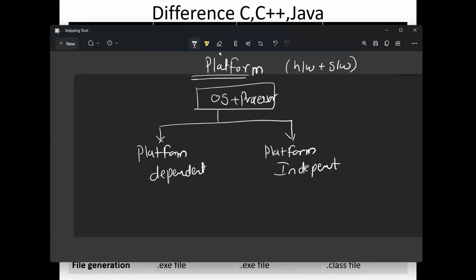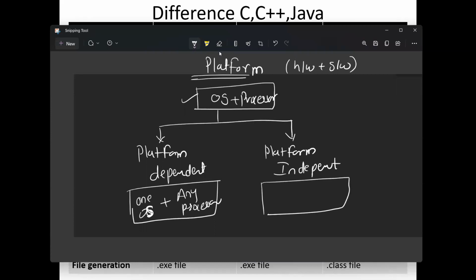When you talk about platform dependent, what does it mean? Yes, tell me. What do you mean by platform dependent and independent? The operating system will matter here. So can I say that whenever you say dependent, that means only one operating system, but the processor can be any? Yes or no? This is the combination for platform dependent. Yes, only one operating system is supported, but the processor can be any one. Okay, whenever you talk about platform independent, what is the formula here? Any operating system plus any processor allowed. Yes or no?